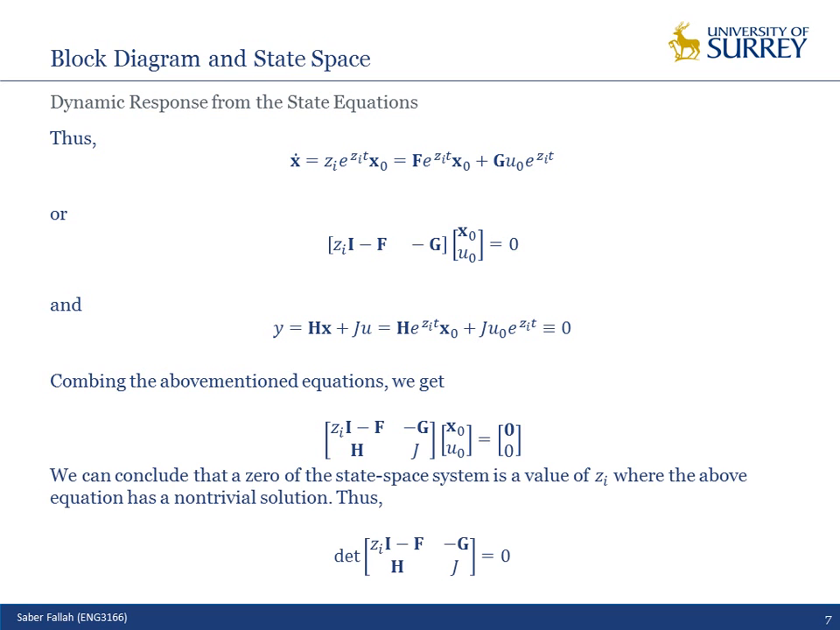So, if I put the determinant of this matrix equal to 0 and find zi, I will count the zeros of the transfer function from the system matrix.